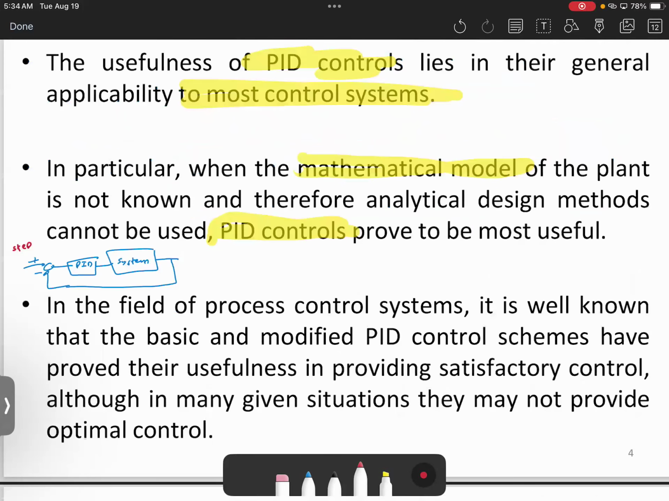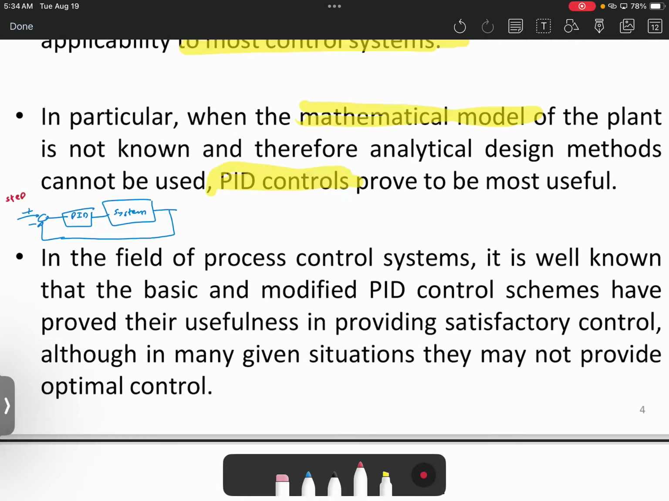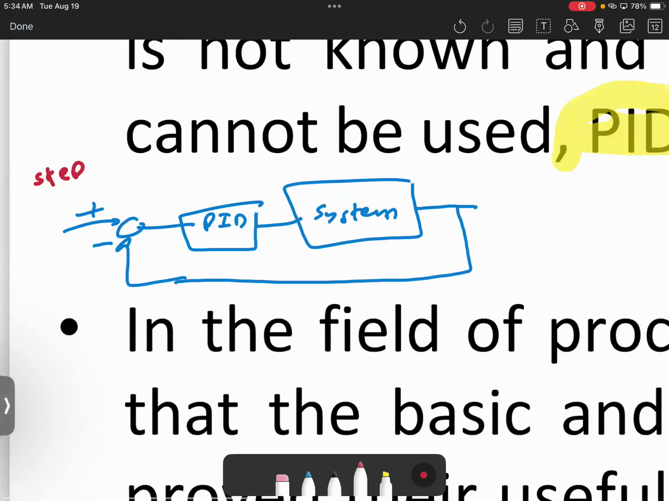So in the field of control systems, it's well known that the modified PI controllers have proven their usefulness in providing satisfactory control, although in many given situations, they may not provide optimal control. What does it mean? The PID controller will not give you the fastest response. It will give you a good performance, but it might not be the fastest one. It might not be the lowest overshoot. Sometimes we call it the optimal.